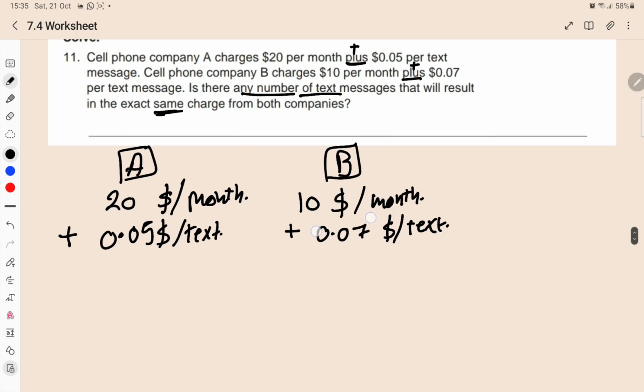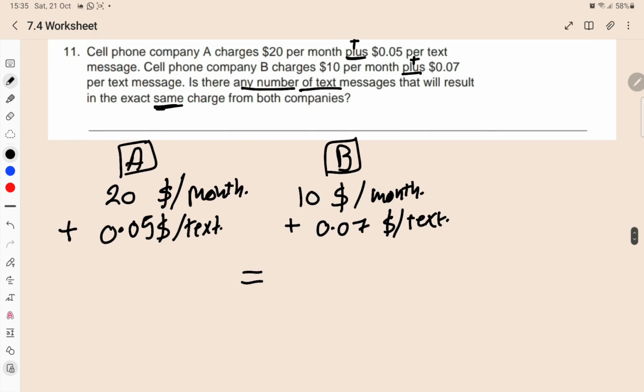The word same means that I'm gonna have an equal in the middle. So what do I have? $20. This is the subscription plus 0.05 T per text, so 0.05 T. And here I have $10 subscription plus per text we have 0.07 T.